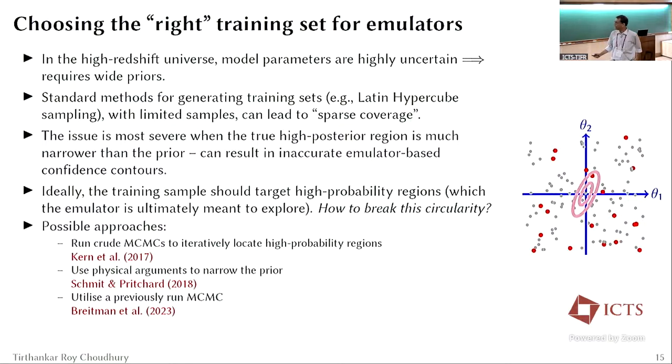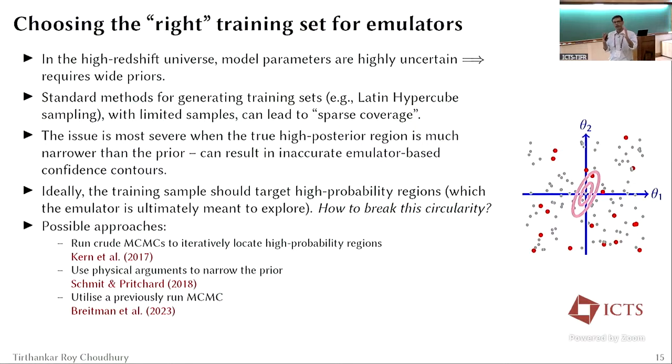So basically, you need to find a way to train the emulator in the high probability regions. But actually, you are developing the emulator to find out these high probability regions. So you have to break this circularity. This is something which was known for a long time, and various techniques have been used in the literature. These are just a few examples where people have run crude MCMCs to very quickly find the high probability regions and then do a more proper job there.